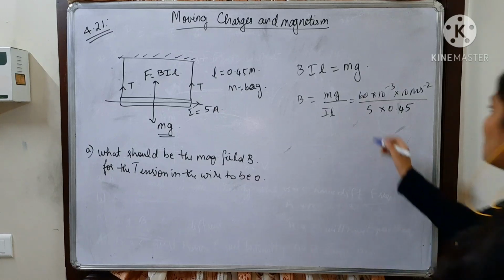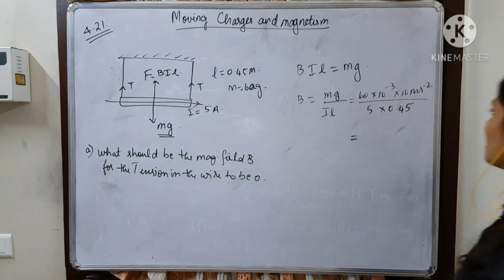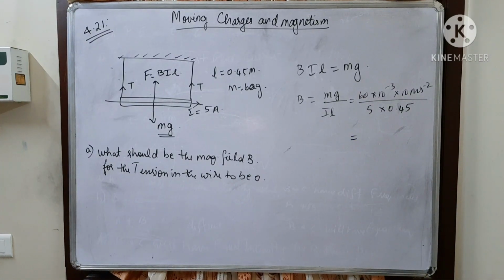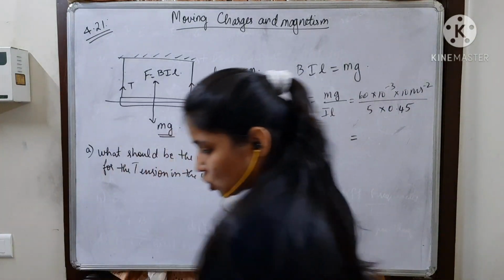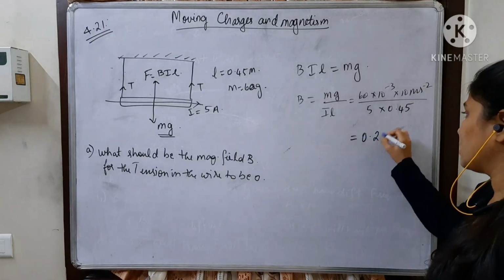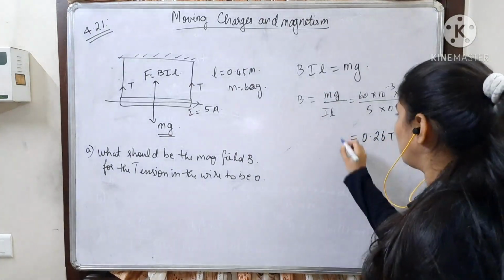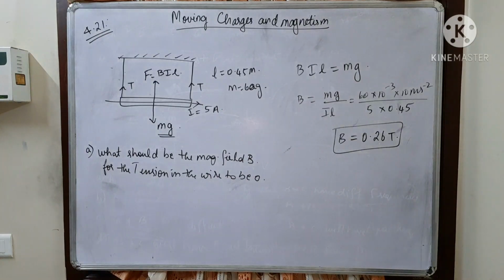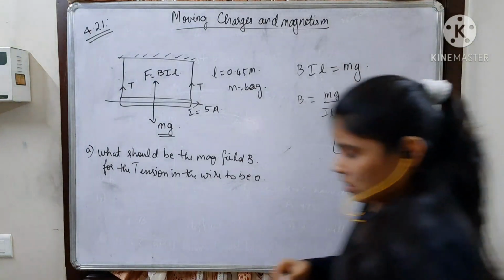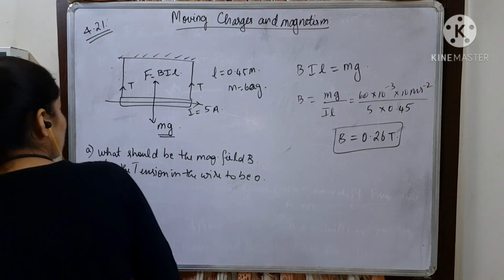0.45. If we solve this, you will get the magnetic field as 0.26 Tesla. You can do the calculations on your own. So if the magnetic field is 0.26 Tesla, then the tension in the wire will be 0.